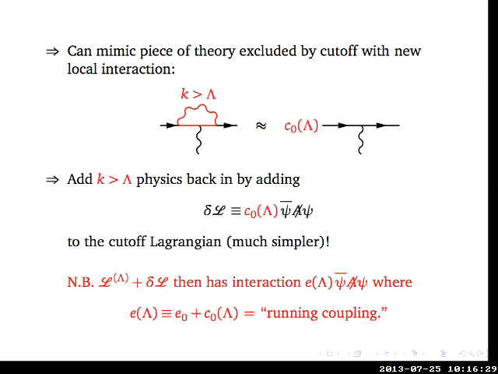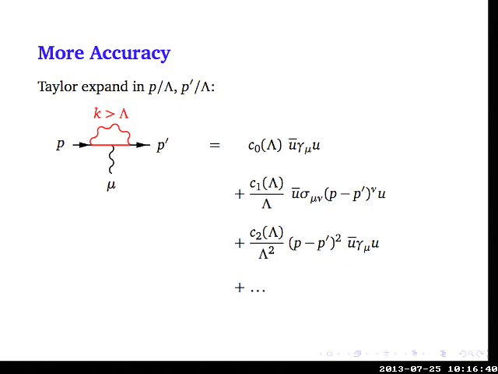Now, you say, okay, this is obviously an approximation that I'm making. Can I improve on that approximation? And you can. You can take this thing, and if you knew the dynamics and could calculate this, you could in fact do a Taylor expansion in powers of the external momenta over lambda. Remember, p is much, much smaller than lambda. We're assuming that. And if you do that Taylor expansion for a diagram like this, you're going to get a lowest order term that looks like this. This is just the spinor structure that goes with that, times the original C0. Then you'll get a p over lambda term, a p squared over lambda squared term, p cubed over lambda cubed terms. You get a whole series of terms like this.